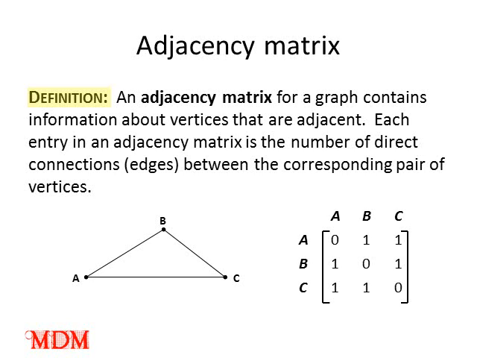What we just created is called an adjacency matrix. An adjacency matrix for a graph contains information about vertices that are adjacent. Each entry in an adjacency matrix is the number of direct connections, or edges, between the corresponding pair of vertices.